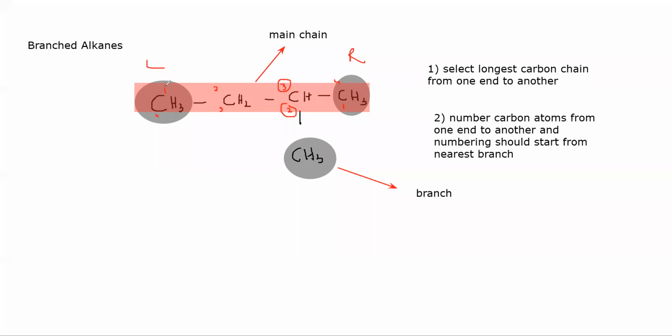So if I number from here, 1, 2, 3. So the branch is coming at 3. If I number from right hand side, 1, 2. So the branch is coming with the second carbon. So I should follow the numbering from right to left.